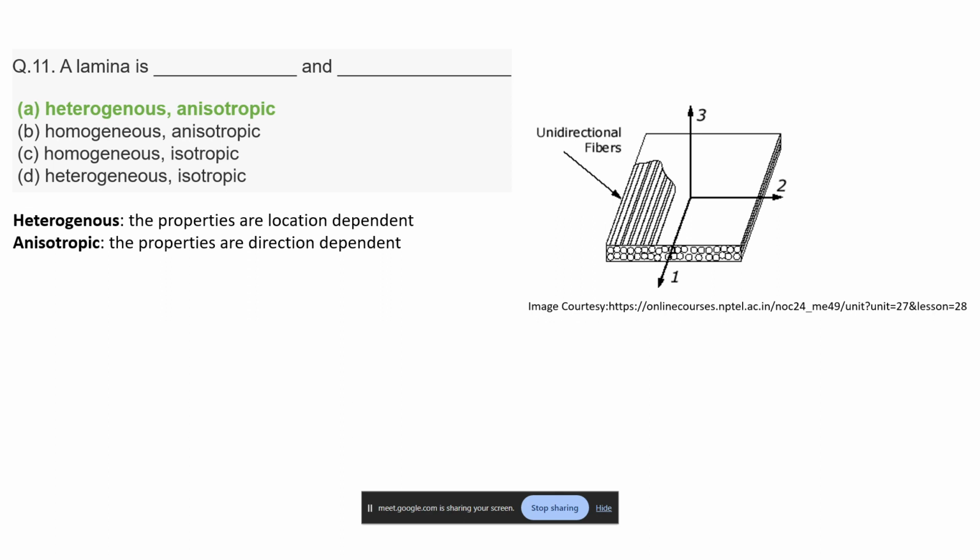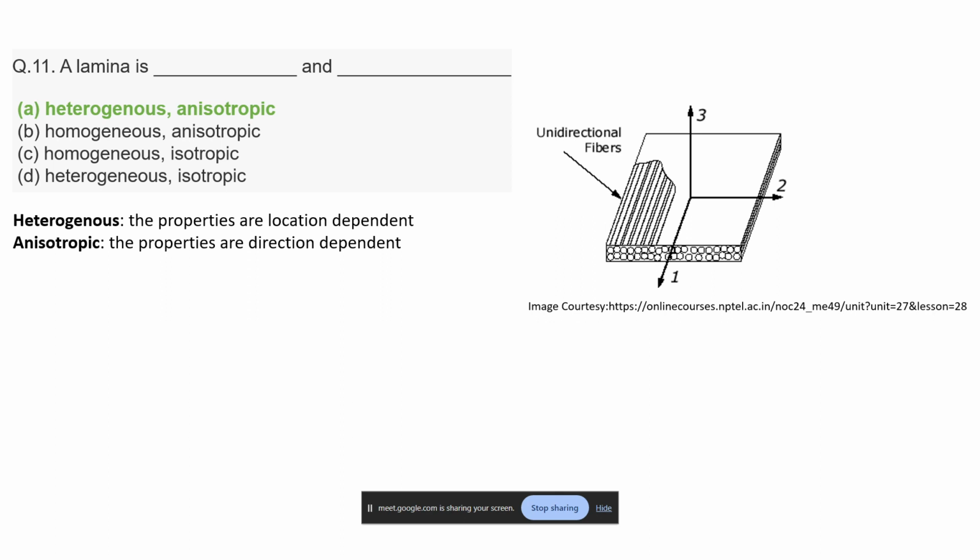Now a lamina will have both reinforcement and matrix. So at one point it can have more matrix and at another point it can have more reinforcement. So it is not uniform. That's why we say that a lamina is heterogeneous. Whereas anisotropic means the properties are direction dependent.